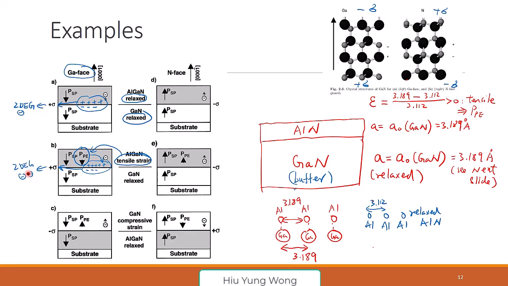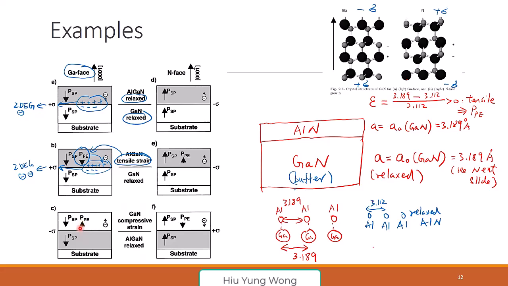Okay, and let me go to the bottom one now. Do you see that? Now we do aluminum gallium nitride. This is what some of you just asked. Now I put aluminum gallium nitride at the bottom, so it's relaxed. So the gallium nitride needs to fit it, right? So it becomes compressive stress.